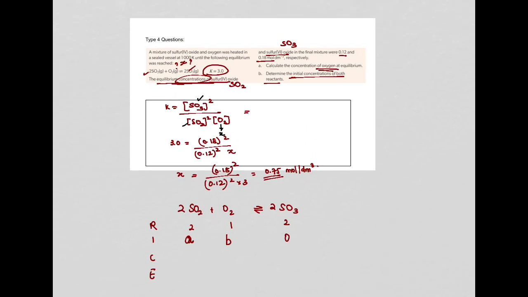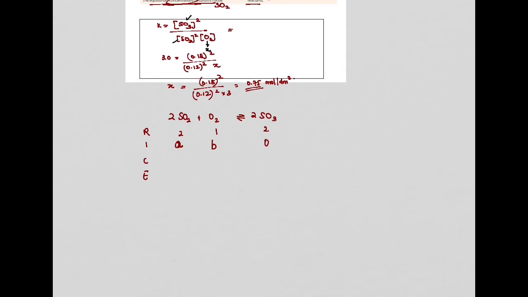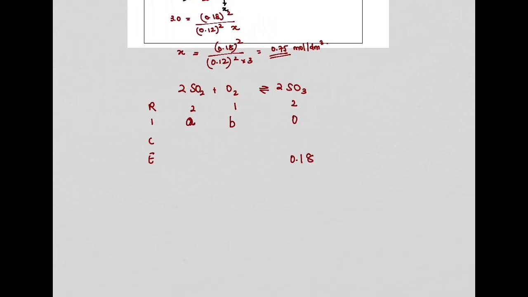So ratio 2:1:2. Initial reactants, you have a certain initial concentration. Let's say this is A, and then oxygen, let's say it's B. And then initial amount of SO3 is going to be 0. And then in the end, you know that you have 0.18 mole per dm cube of SO3. You also know that you have 0.12 mole per dm cube of SO2. And from what you calculated, you have 0.75 mole per dm cube of oxygen.